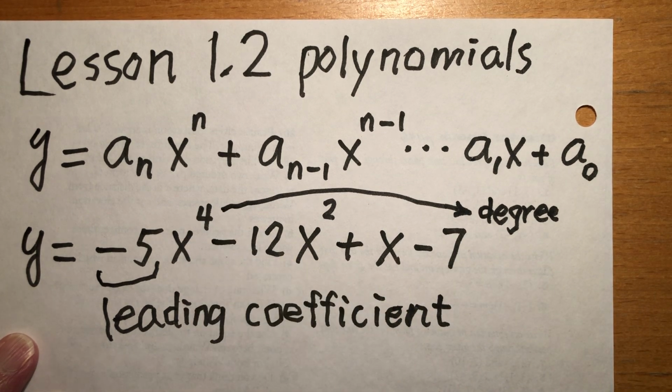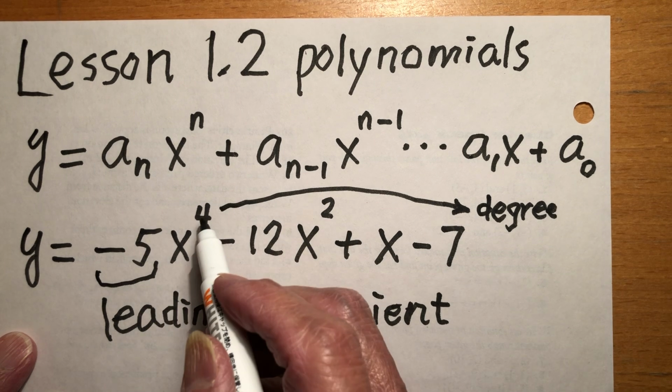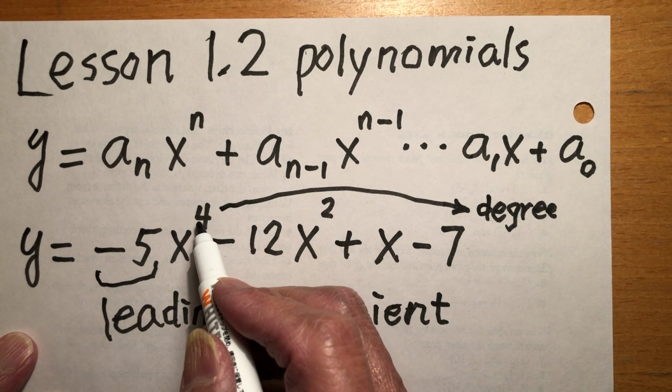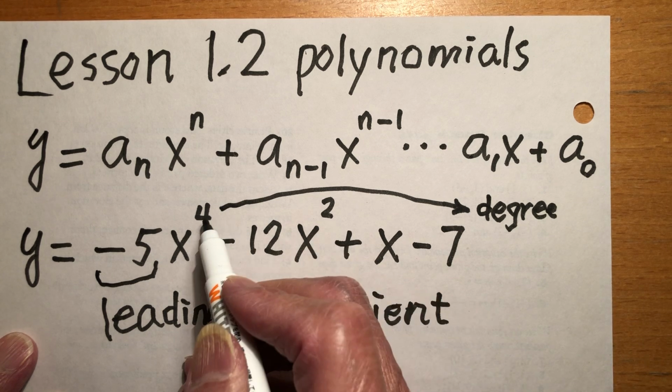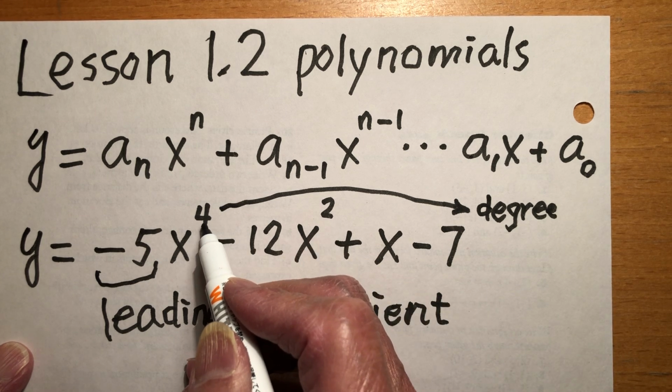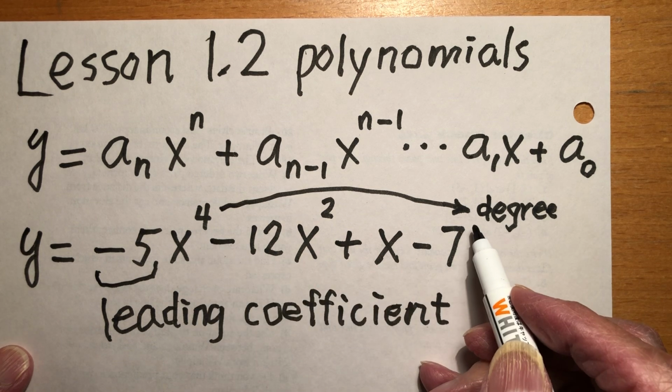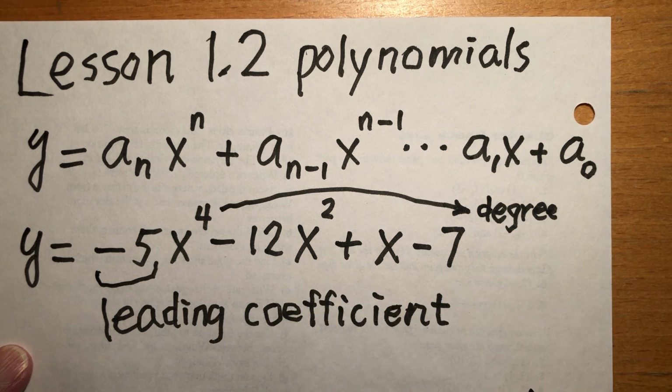Degree refers to the largest power. This is the largest power. This 2 is smaller than 4. 4 is the largest power. And we call this the degree of the polynomial.